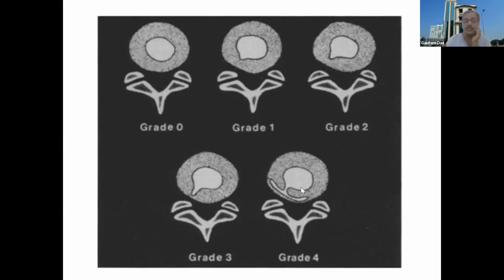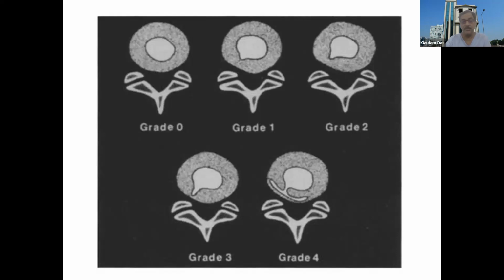And if the disc is coming outside, thereby piercing all the layers, then it is called grade 5. So grade 0, grade 1, grade 2, grade 3, grade 4, grade 5. And this is best understood by CT discography. First inject dye inside the disc, then do a CT scan, and then you can classify the disc degeneration.